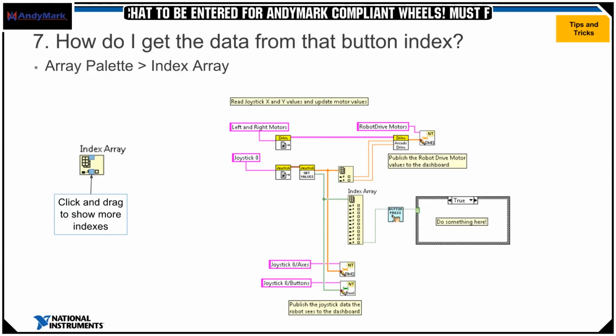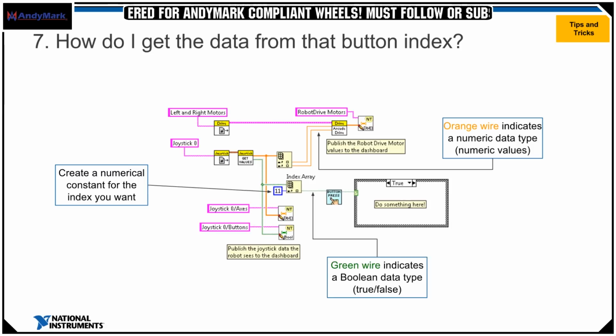You can also, if we look at the next slide, actually wire in a numerical constant for the index that you want. So instead of dragging it all the way down, I said, I just want the 11th spot. So I wired in that 11th index. Technically, this would be the 12th spot in the array. Remember that it's 0 indexed. So I wired in an 11 here, and that's going to put out the 12th value in my total array because it is 0 indexed.